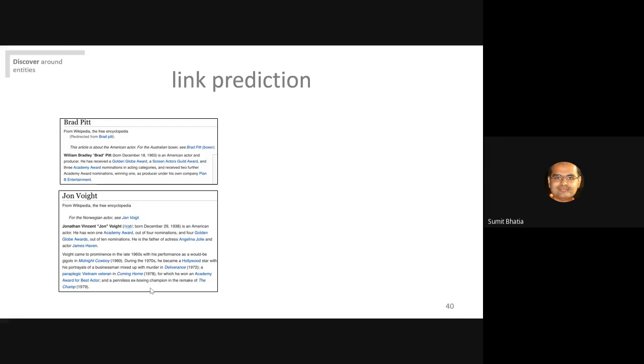So as an example, if you go to the Wikipedia page of Brad Pitt, you will find no mention of John Voight. And if you go to the Wikipedia page of John Voight, you will find no mention of Brad Pitt. Now you may say, okay, but what's the point? Essentially, John Voight is the father of Angelina Jolie. Brad Pitt was married to Angelina Jolie, right? So both of these entities, Brad Pitt and John Voight, are connected by Angelina Jolie, but the Wikipedia pages don't mention each other, though they do have a connection. So this is your typical link prediction problem, right?